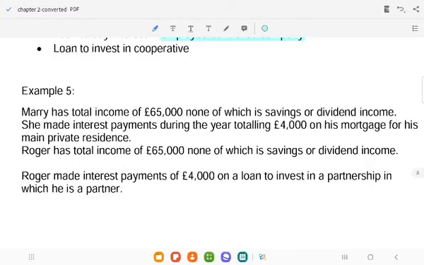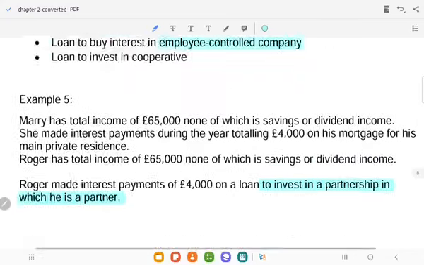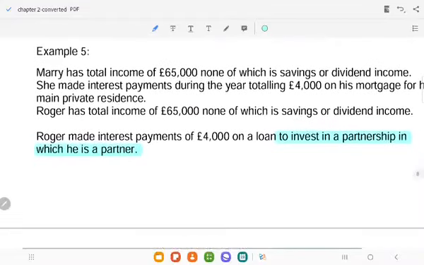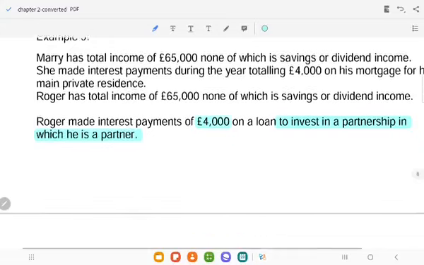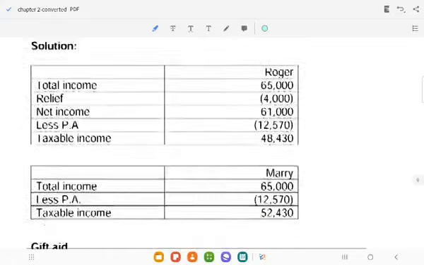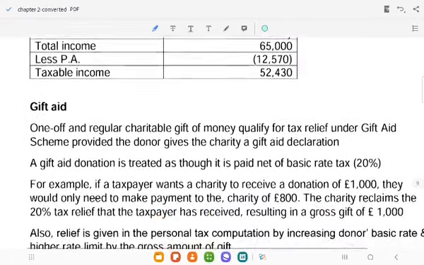Next, Roger has total income of 65,000, none of which is savings or dividend income. But Roger made interest payments of 4,000 on a loan to invest in a partnership in which he is a partner. So, we have considered here the second point, that a loan to invest in partnership either in the form of loan or capital is a qualifying purpose. So, interest payment made by Roger is considered to be relief against the total income. So, in this case, Roger's tax liability would be reduced by the relief, but Mary's tax liability would not be reduced because her purpose of loan is not a qualifying purpose.